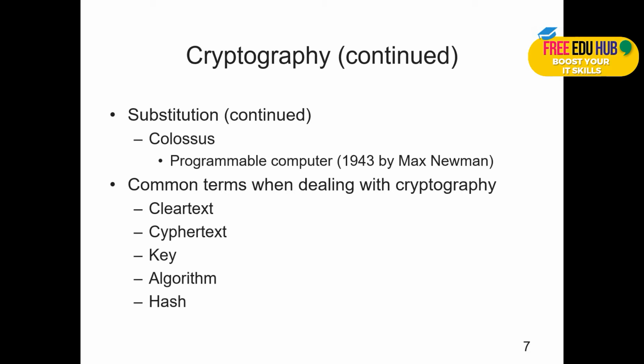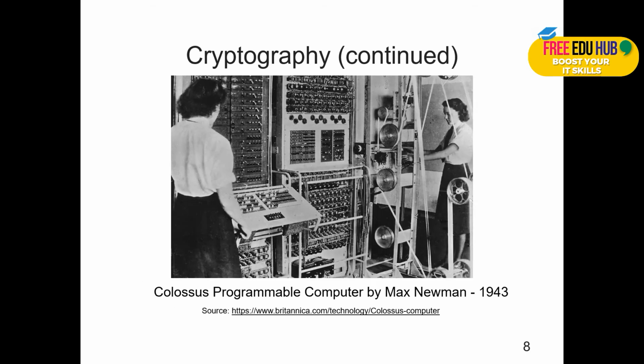Now if we try to understand, clear text is a normal text that we have in English. Ciphertext is when we convert that English text into a coded language which cannot be understood easily. A key is an encryption key or a decryption key which is required in order to decrypt the message. An algorithm could be any algorithm that you are using in order to encrypt a message, and hash provides us a hash value of a file for integrity.